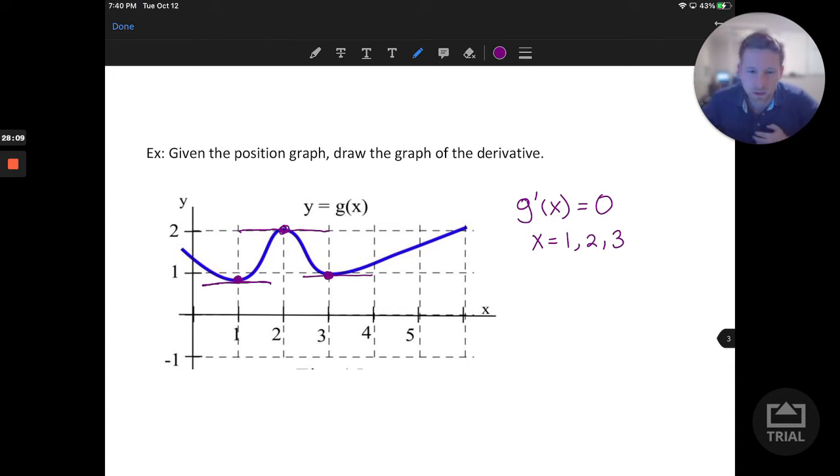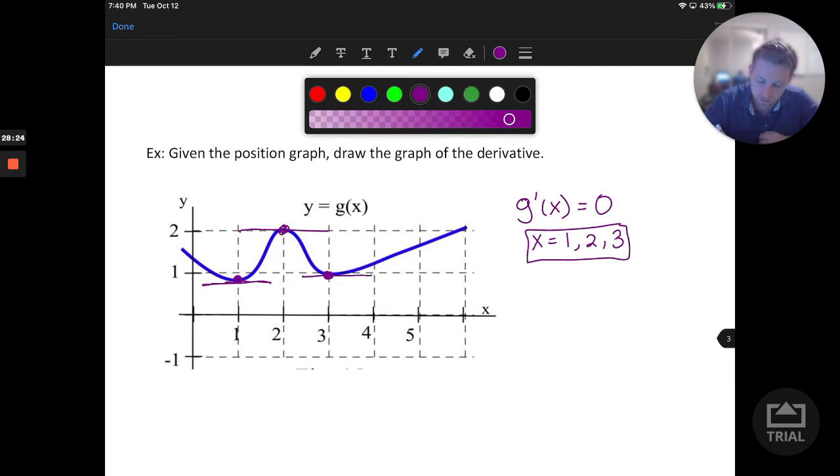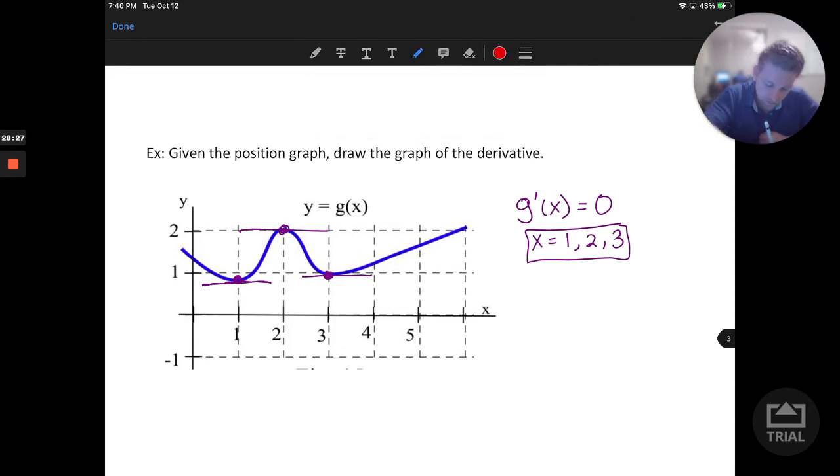So when I go to graph this, I know at each of these 3 points, I'm going to be equal to 0 for this derivative. So when I graph g prime of x, I'll do this g prime function in red. I know that g prime here is going to have an x-intercept at 1, at 2, and at 3. Those are where my derivative function is literally equal to 0. So it has to be on the x axis.